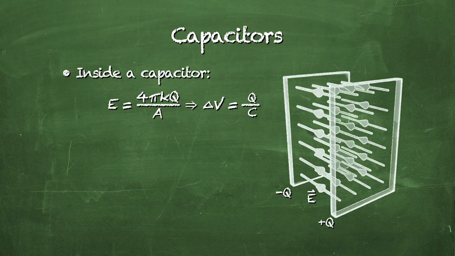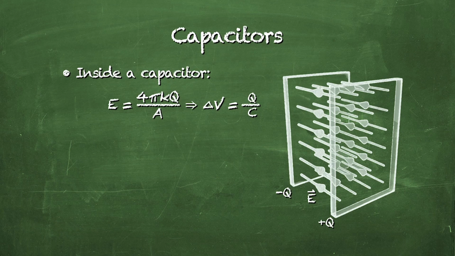The charge cannot cross the gap, but an electric field does cross the gap. An electric field extends from the positive plate to the negative plate. The electric field depends on the charge that we put on the plate and the area of the plate. So the electric field is 4 pi times K times the charge that we put on the positive plate, divided by the area of the plate. We encountered that equation before.